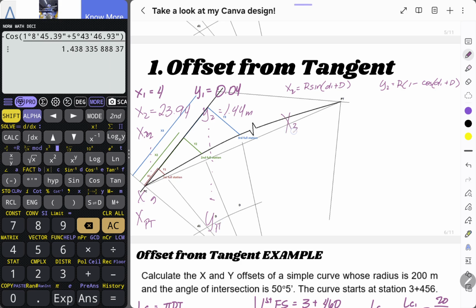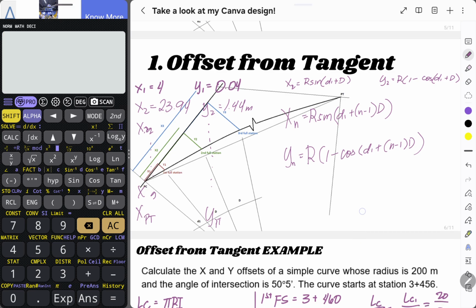So, x sub n, kung pang ilan na siya, is equal sa r sin d1 plus n minus 1 times d. So, pang ilan ba yan? So, kunwari 3. So, d1 plus d plus big D. So, dalawang d na yon. 3 yon. So, ganyan siya. Kay y sub n naman, ganun lang din. So, r times 1 minus cosine d1 plus n minus 1 d. Okay, so try nyo na i-solve yun. Papalabas niya yan.